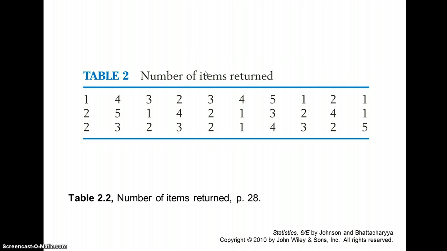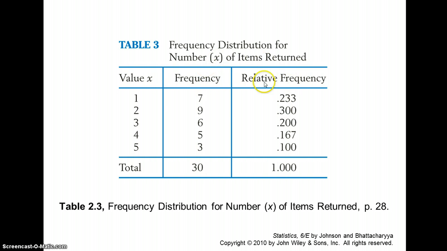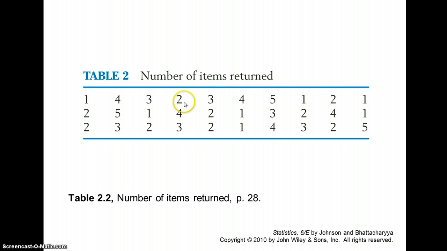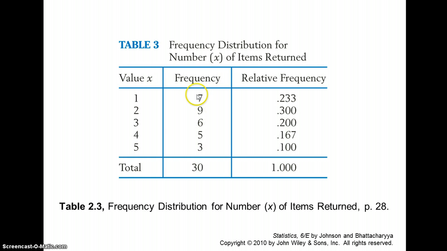In chapter 2, we talked about the number of items returned after Christmas. Suppose we recorded the number of returns of 30 customers. That's like a sample from all the customers who returned items, and we calculated the relative frequency. How many customers returned one item? We found there are seven customers, so it's 7 out of 30. That's how we got 0.233. Just to refresh your memories about this example.